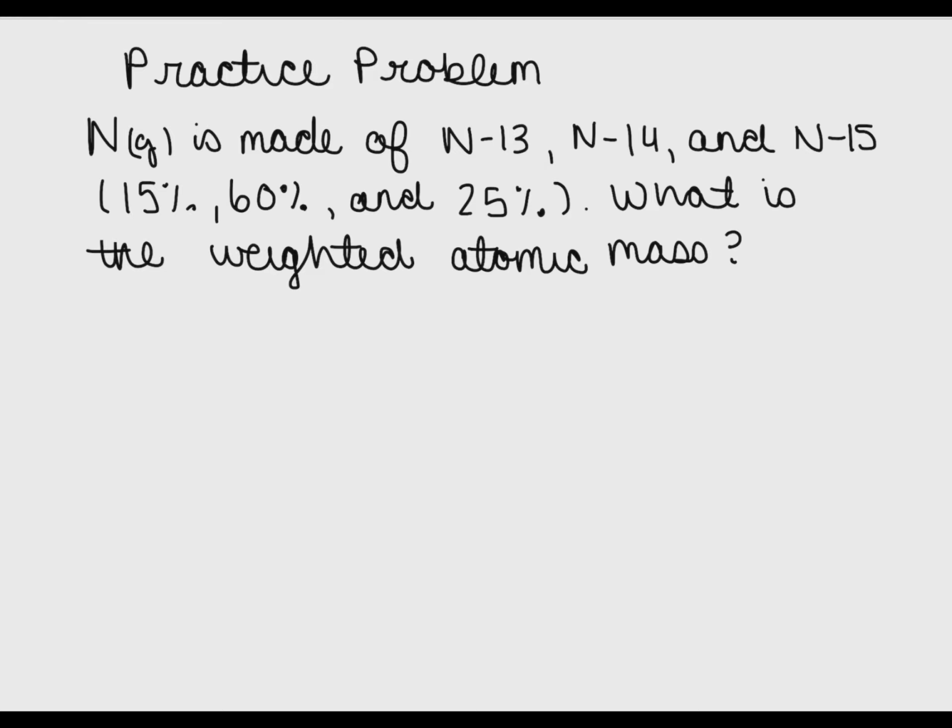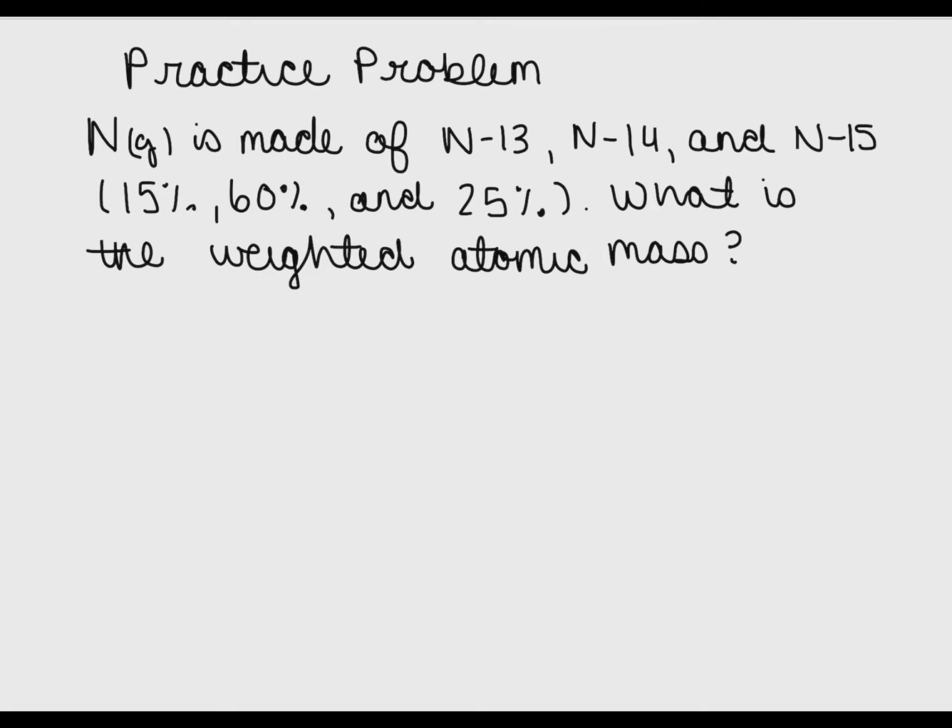Now that we've defined atomic mass and isotopes, let's do a practice problem which combines both of these ideas. Nitrogen gas is made of nitrogen-13, nitrogen-14, and nitrogen-15 with the relative abundances of 15%, 60%, and 25% respectively. What is the weighted atomic mass? First, let's look at what this problem gives us. This problem states that there are 3 different isotopes of nitrogen: nitrogen-13, nitrogen-14, and nitrogen-15. All of them have varying amounts of neutrons in their nucleus, and respectively they have abundances of 15, 60, and 25%. So what does abundance mean? You can think of abundance in terms of how commonly it's found in nature. So this means that nitrogen-13 is found in about 15% of all nitrogen samples in the world. Same goes for nitrogen-14 and nitrogen-15.